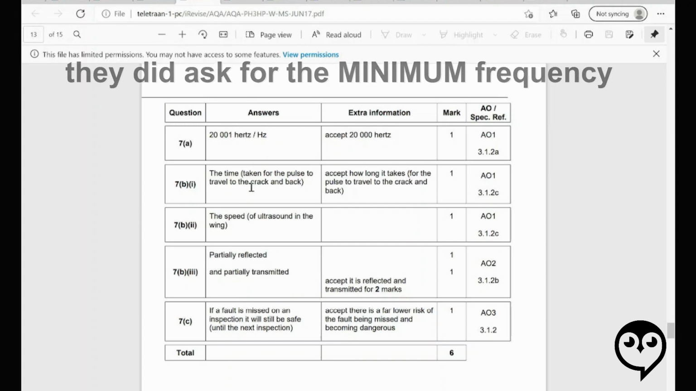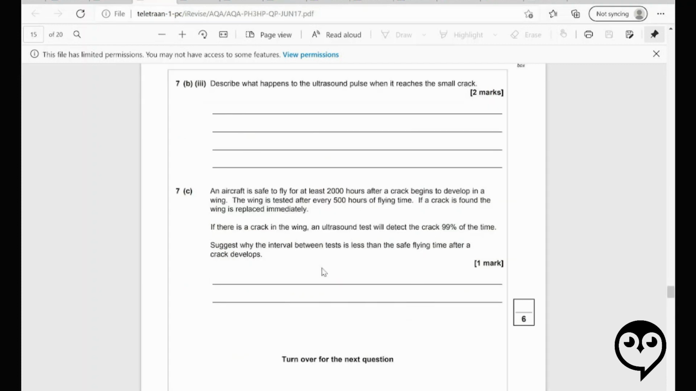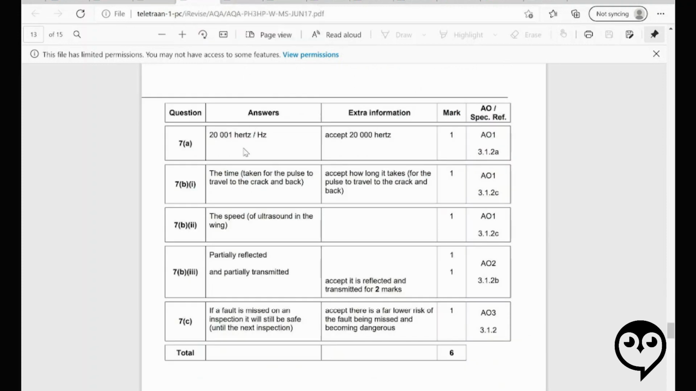That's a bit pedantic. Yeah, the time taken for the, what was this? What measurement is taken? Yeah, well, yeah. So the measurement we said was the time taken for it to reflect back. Yeah. Okay. So we needed the speed of the sound wave.